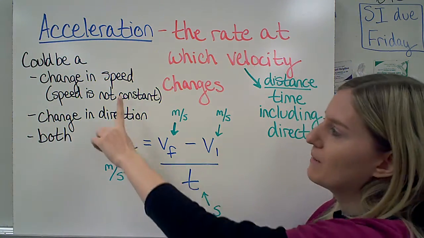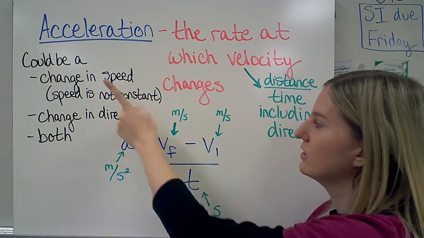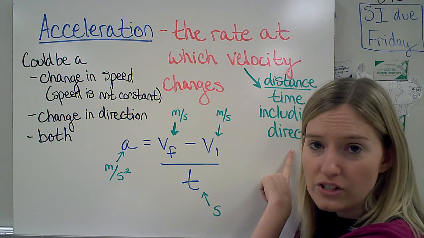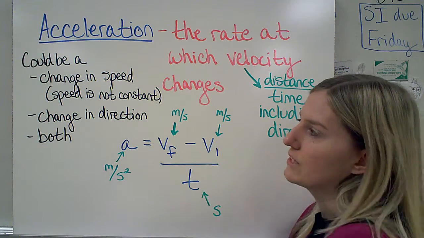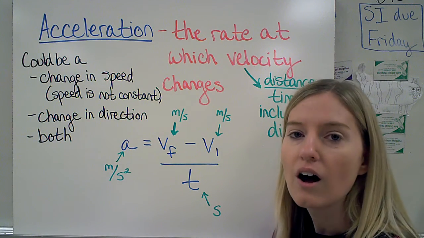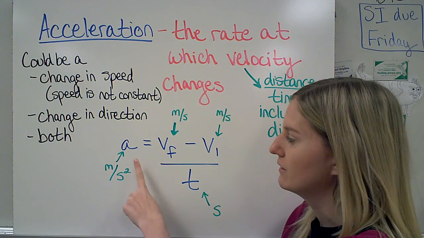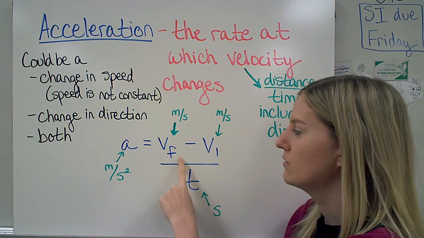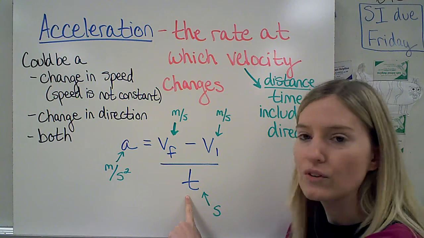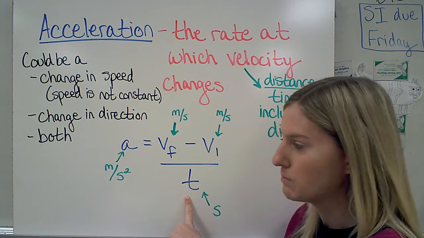So if my speed or my velocity changes, which is going to be my direction, acceleration is going to also change. So I have a formula to represent this, and it is A equals VF minus VI over T. So we want to talk about what each one means.